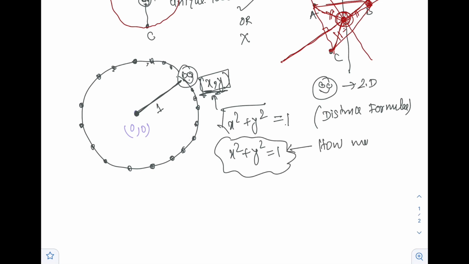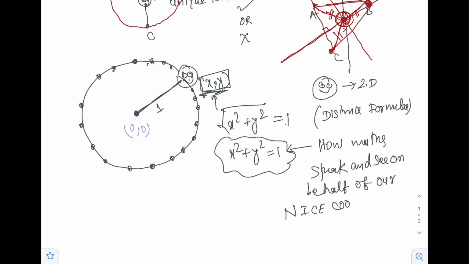So this is how maths speaks on behalf of our good pictures, nice cool pics, through the instrument called algebra. That's why coordinate geometry is the coordination of these dead numbers, algebraic expressions, with beautiful pictures. So this dead algebraic structure becomes alive, like it's drawing this beautiful picture through this equation.